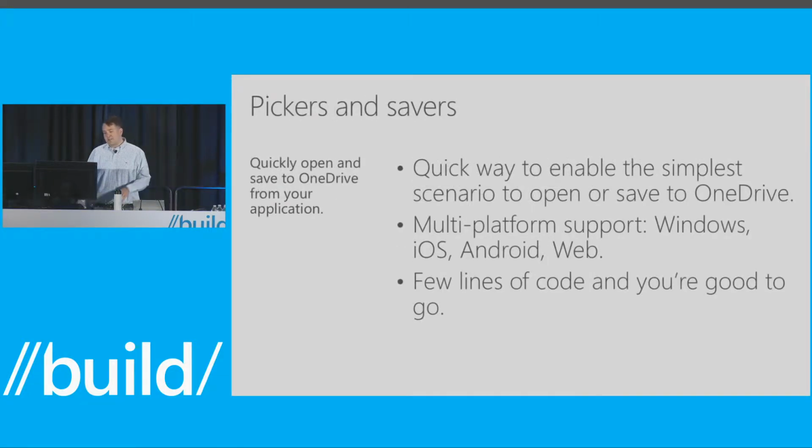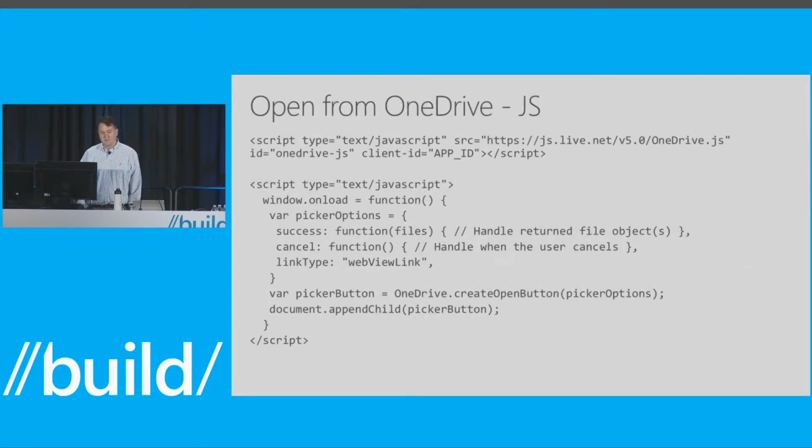So pickers and savers, like I said, are just a quick way to integrate into OneDrive. Here's a quick example. If you want to open something from OneDrive, this is a JavaScript app. We have SDKs for JavaScript, for iOS, for Android, and then built in on Windows Phone as well, and Windows Universal Apps in Windows 10. In JavaScript, if you want to open a file, literally you just define an object that has a success and a cancel method, and then you say, what type of link are you looking for?